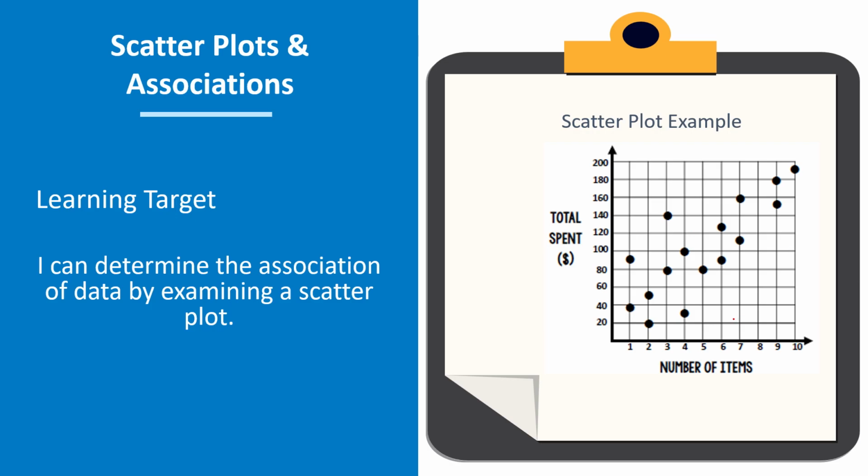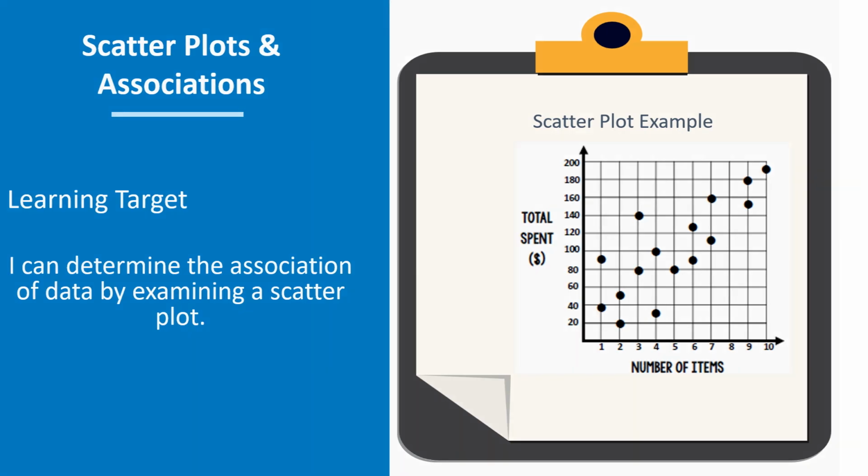All right, so here we're measuring the number of items and then the number of dollars spent total. So our goal today is going to be to determine the association of data by examining a scatter plot. We want to see what can we figure out about the trends of this data.